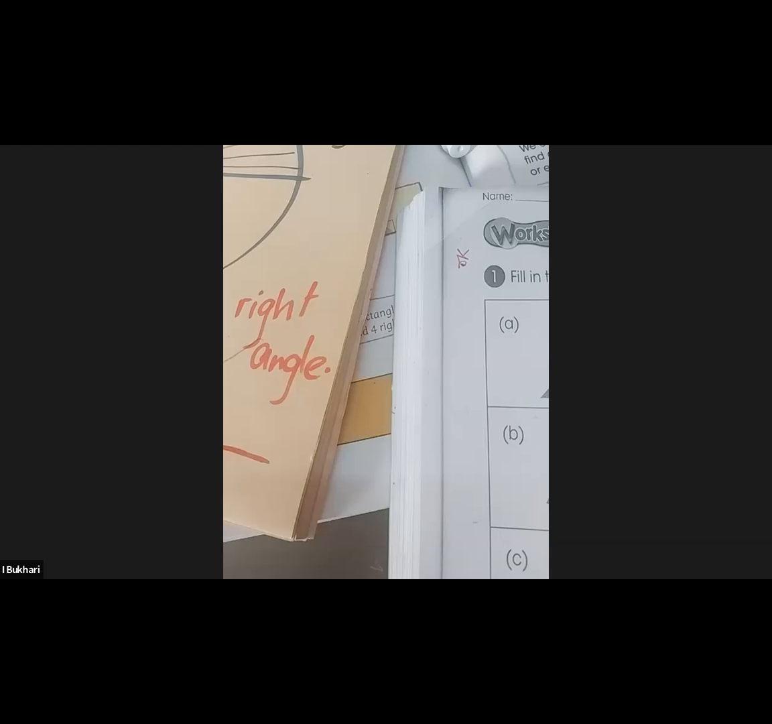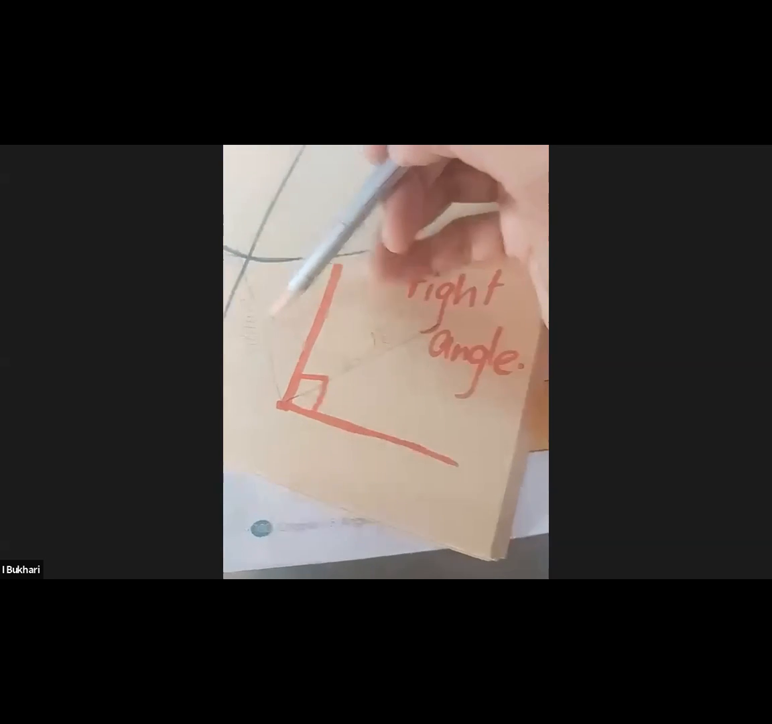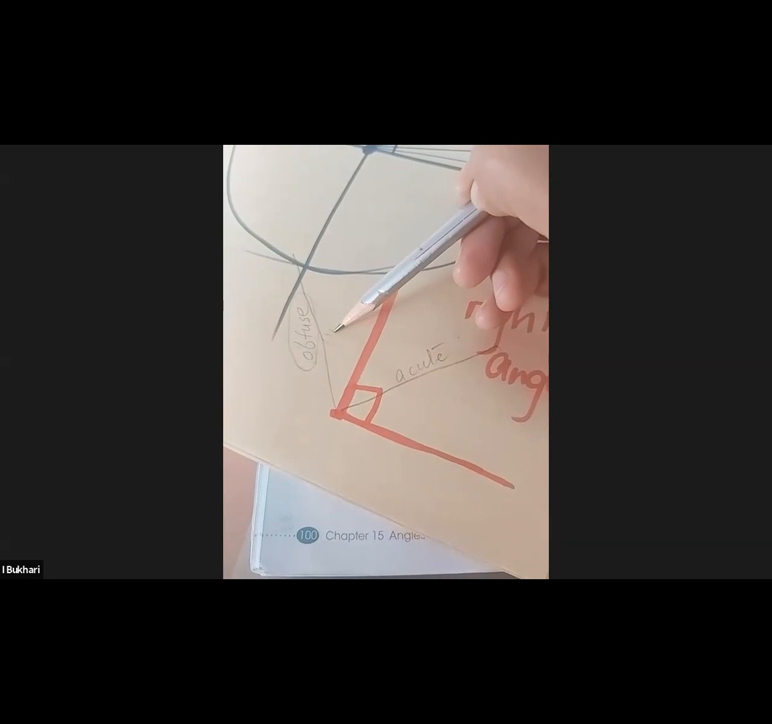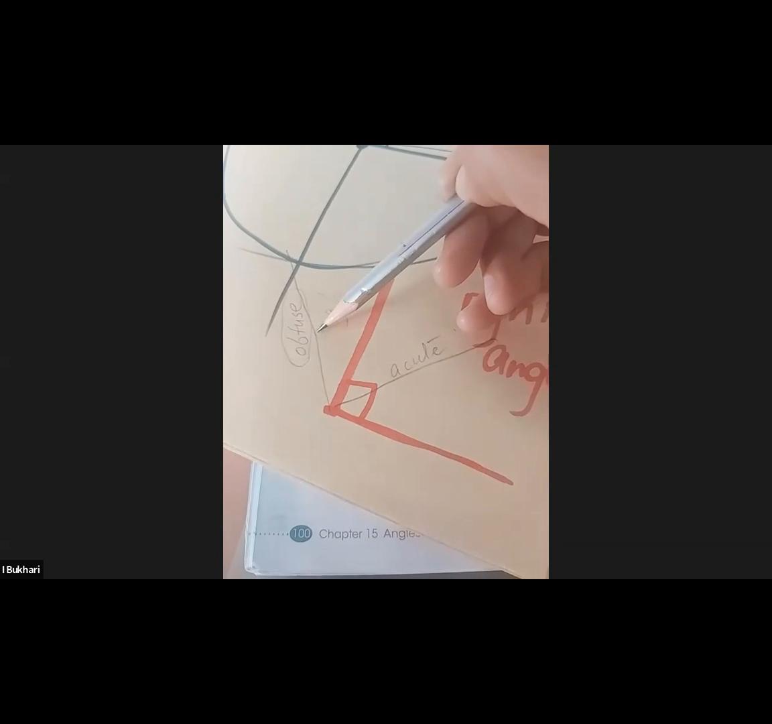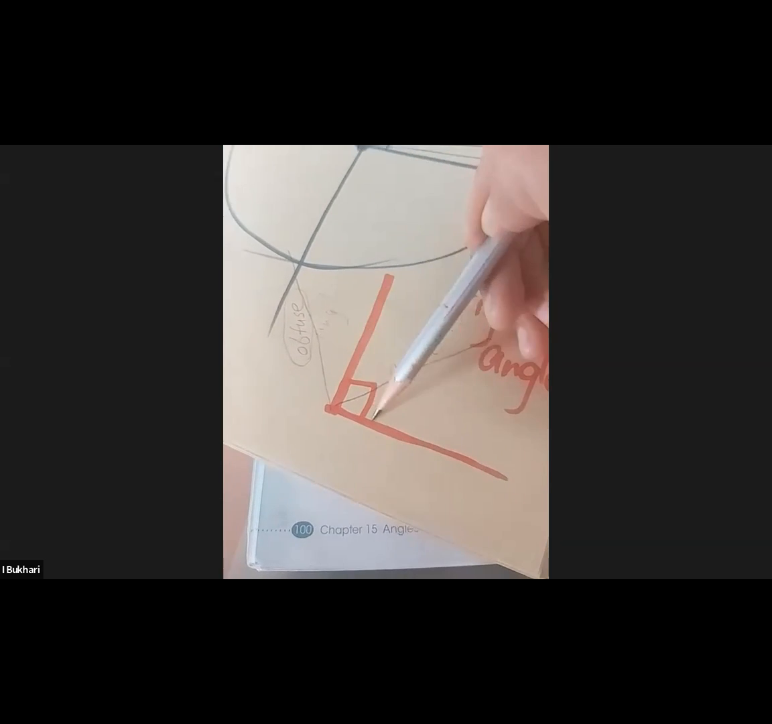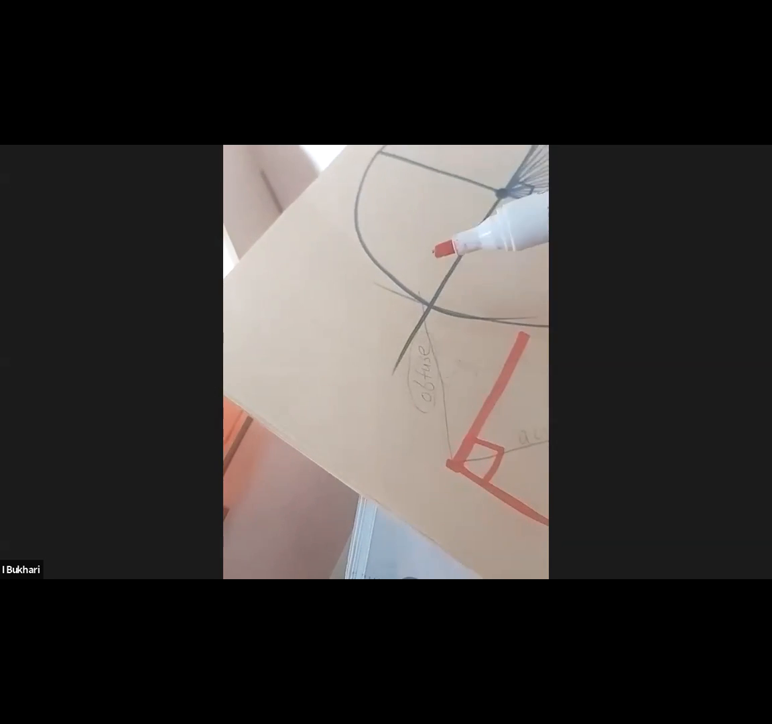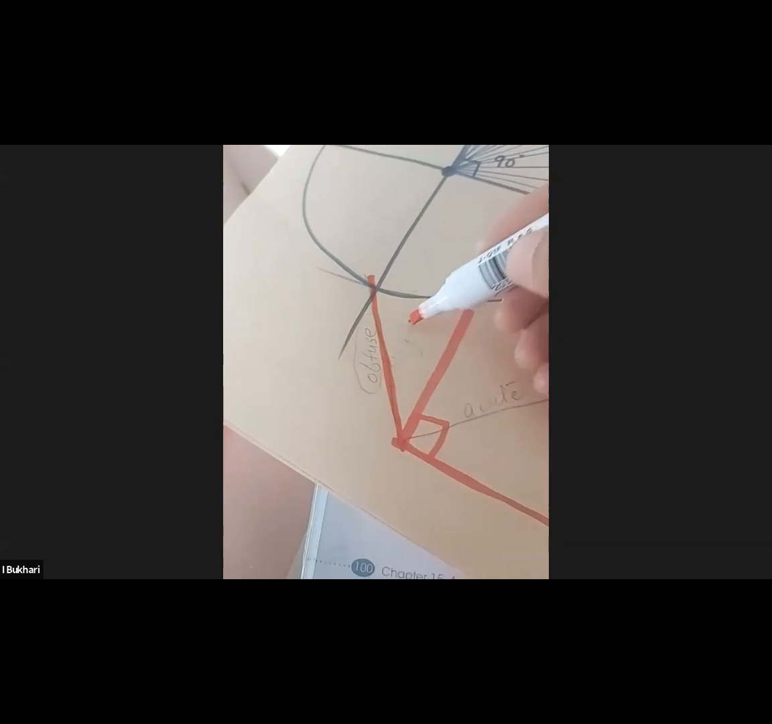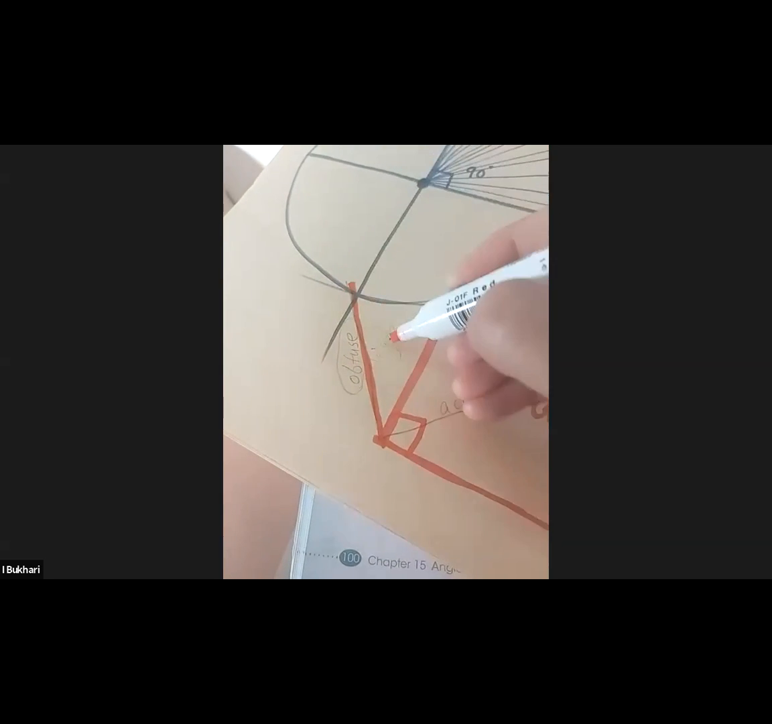When an angle is greater than a right angle, what is it called? Okay, the angle which is greater than a right angle is called an obtuse angle. Obtuse angle meaning that the space between the two lines is greater than a right angle. That's called an obtuse angle. Okay, this is called obtuse.